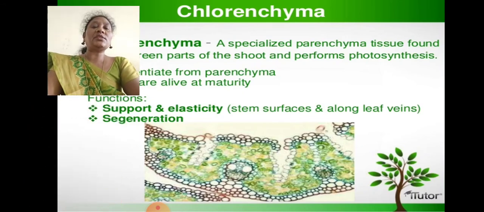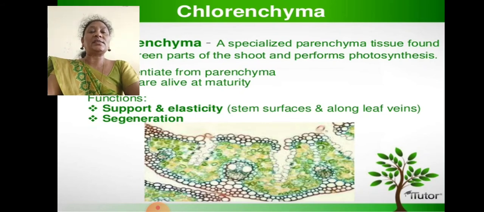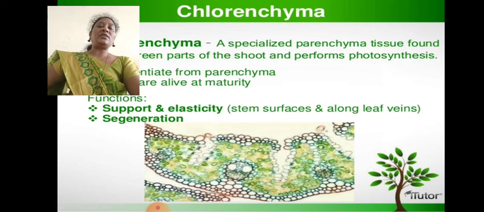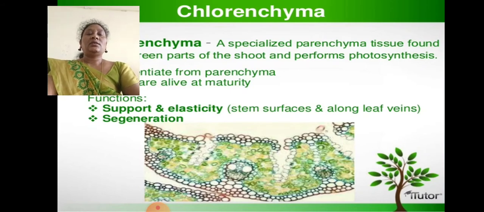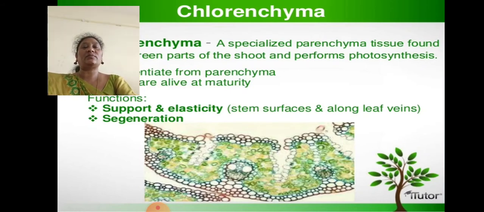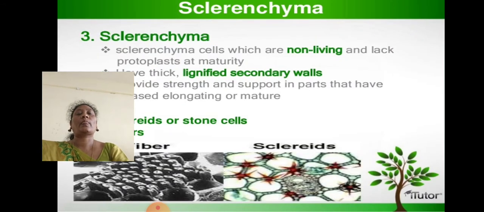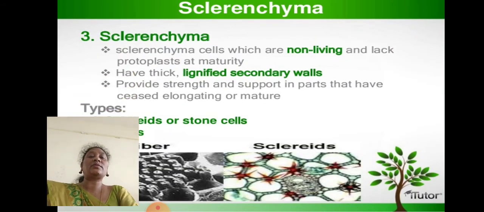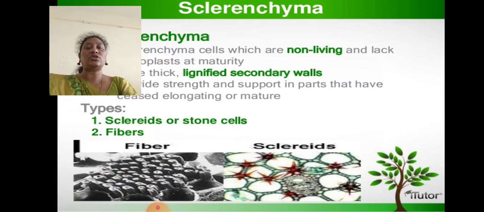Coming to the functions, they support elasticity, stem surface, along the leaf veins and seed generation. Next one is sclerenchyma. Sclerenchyma cells are non-living and lack protoplasm at maturity, and they have thick lignified secondary walls. So they provide strength and support to the plants, and are elongated at maturity. Sclereids or stone cells and fibers.